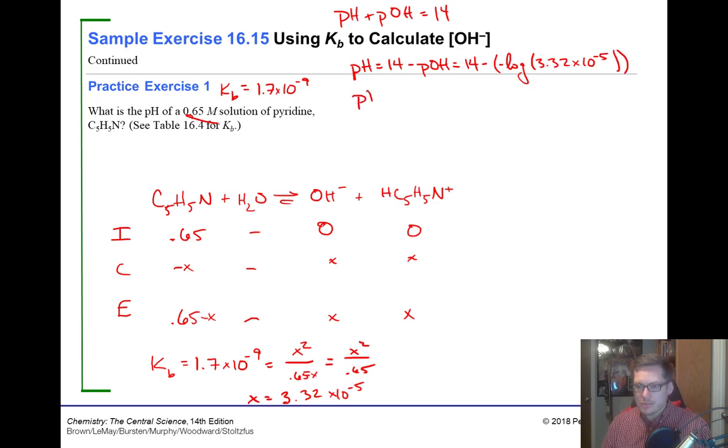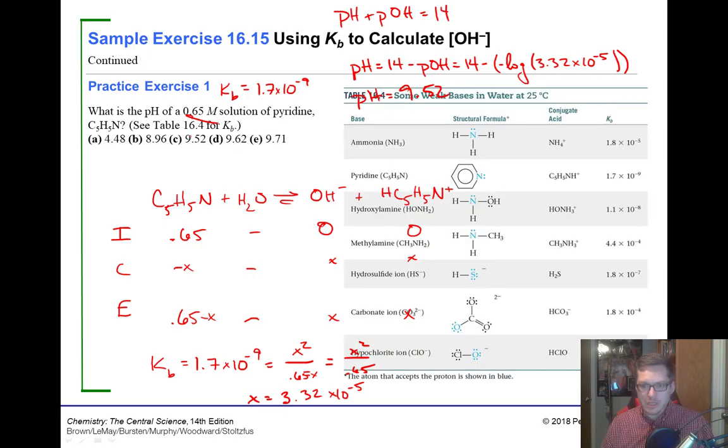So that means our pH would be equal to 14 minus the negative log of the answer we just got. I got 9.52. How many sig figs? 2 sig figs, so 9.52. Is that an answer option? It is. Hallelujah. I always get nervous about that.